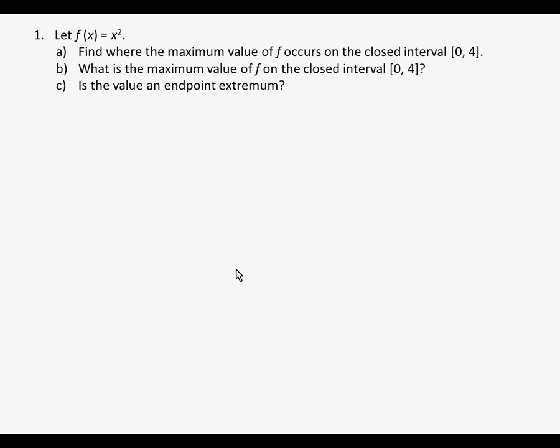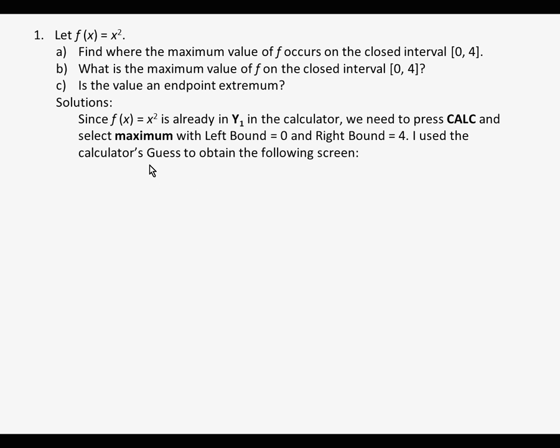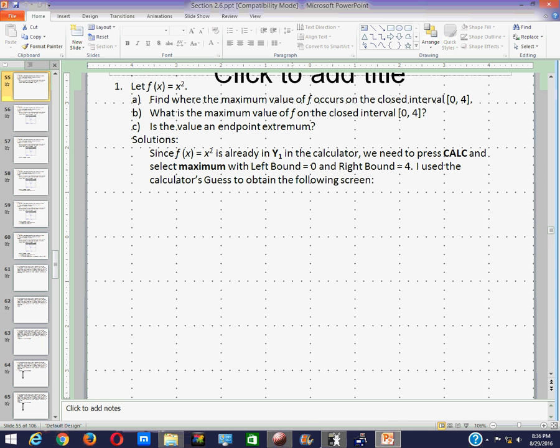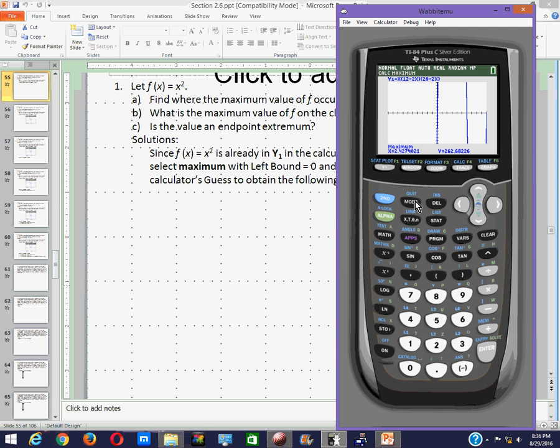Now we're going to do A and B again at the same time. Remember, A is looking for the x value, B is looking for the y value. So our solutions. It says f of x equals x squared is already in the y1 calculator. Turns out it isn't. So let's go back to our calculator. Let's quit this screen. Now let's put y1 as x squared. So clear that out. X squared. And we'll quit the screen.